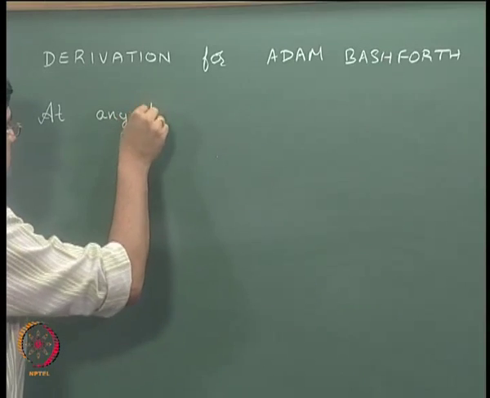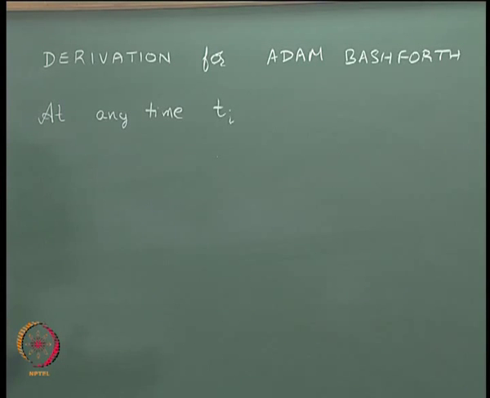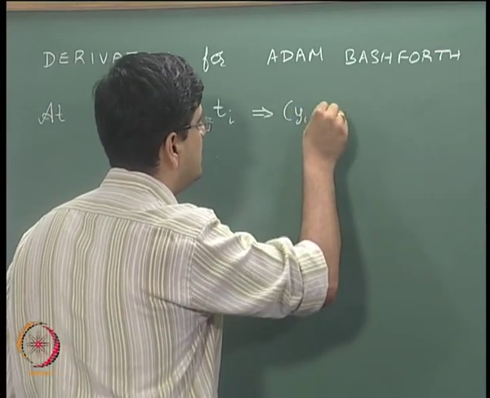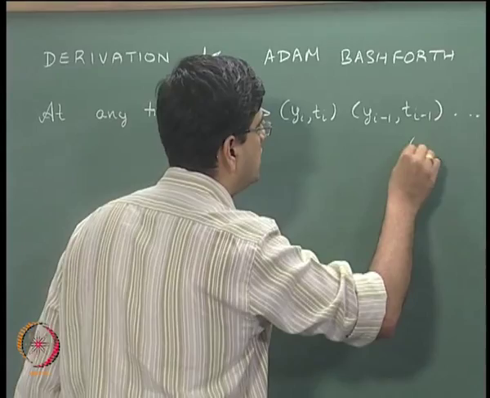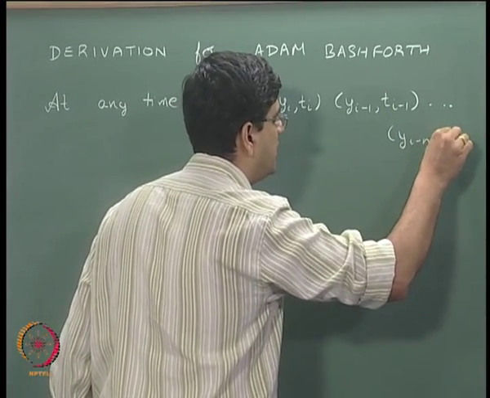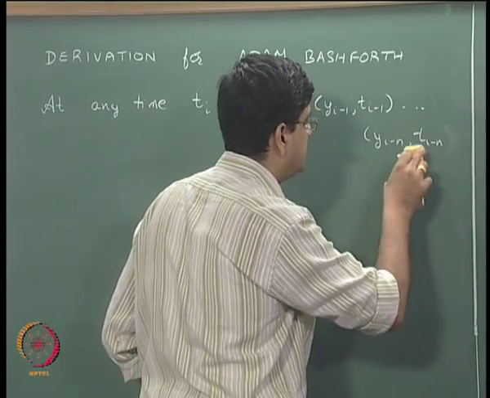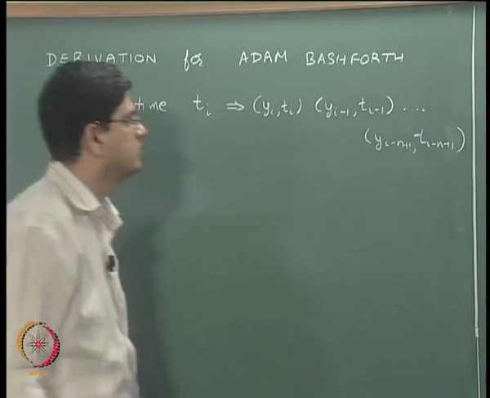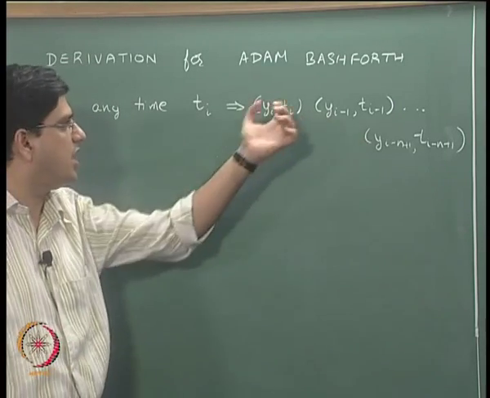At any time ti, what we assume is that the data is available for us for the past n times. That means at any time ti what is available to us is yi, ti, yi-1, ti-1 and so on up to, sorry, not i-n, y(i-n+1), t(i-n+1). So, n past data points, current and past data points, we assume are available to us.